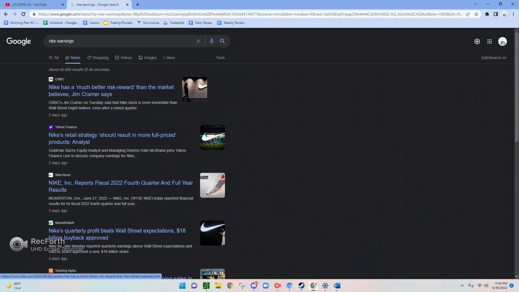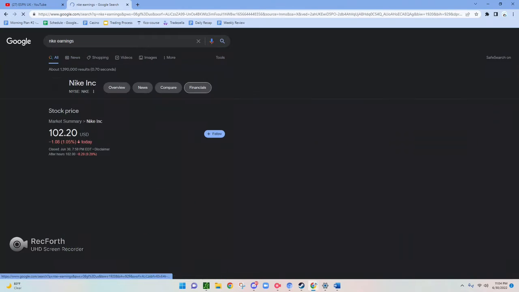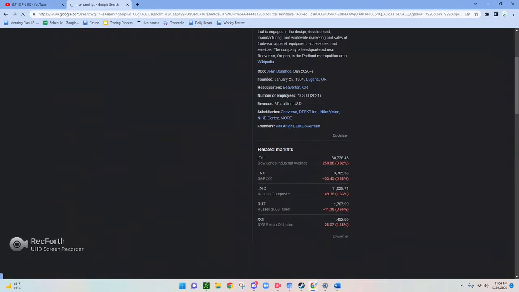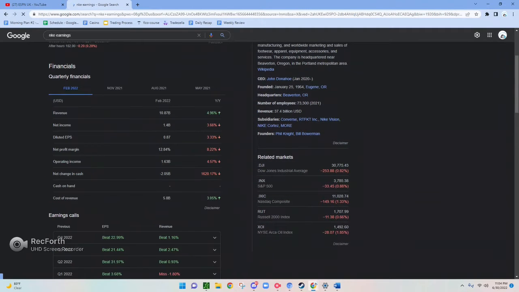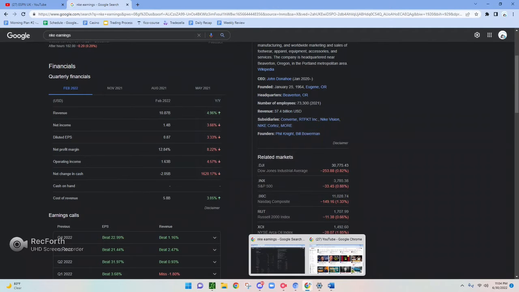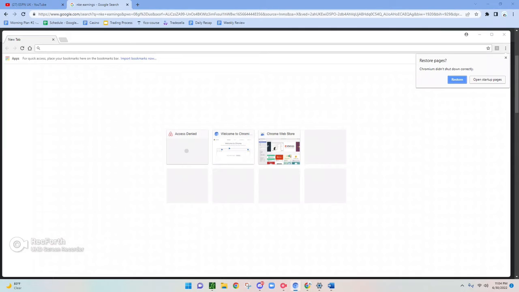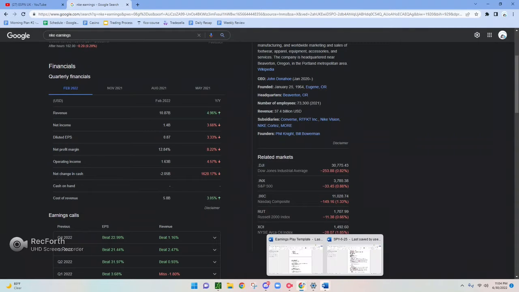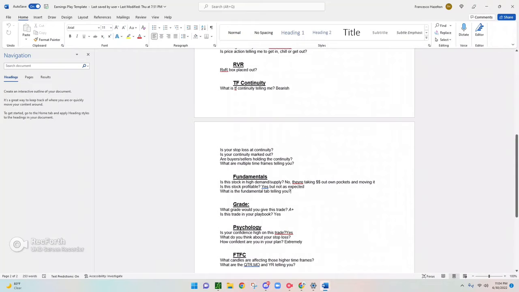The stock is not in demand right now. They're taking money out of their own pockets. You can tell by the earnings report that the change in cash was like 1,600%. Net change in cash. That means they're moving cash, which is not good for a business. For them themselves, that's probably good because they may be investing in new products or assets. But as an investor, you probably don't want that.